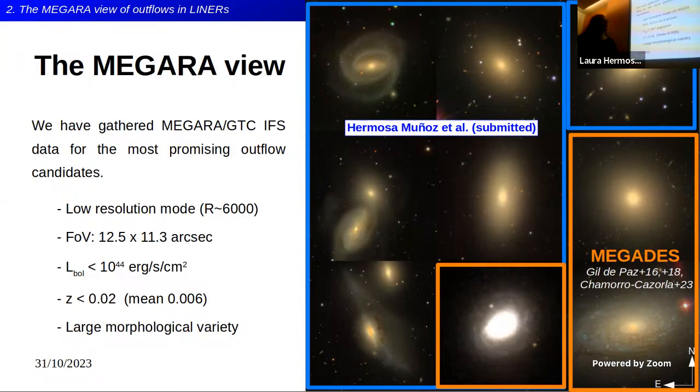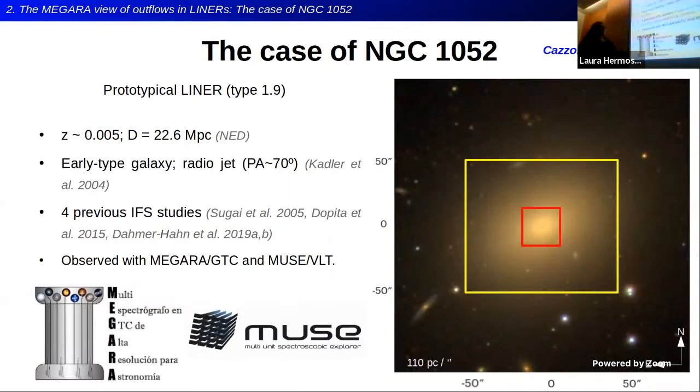And I have to say here that 3 of the galaxies are coming from the GATOS survey, which is a survey for exploiting the guaranteed time of MEGARA. And this is a work that is already under referee revision. So let me start with NGC7172.